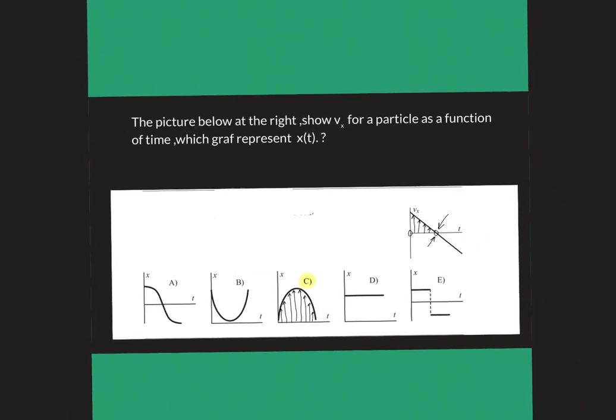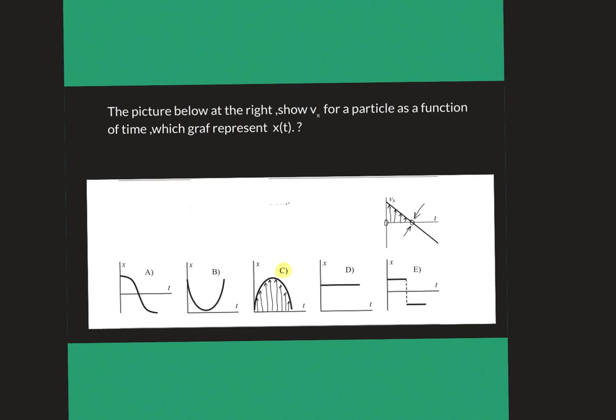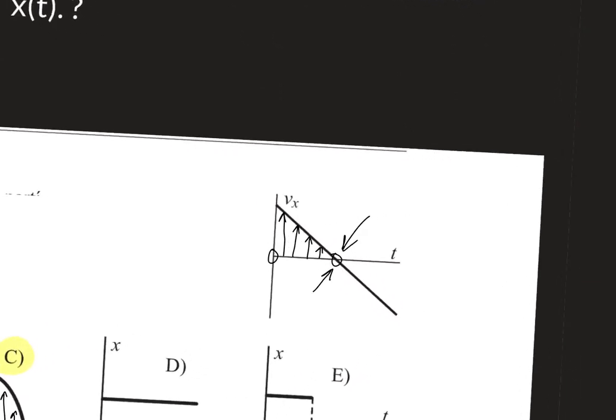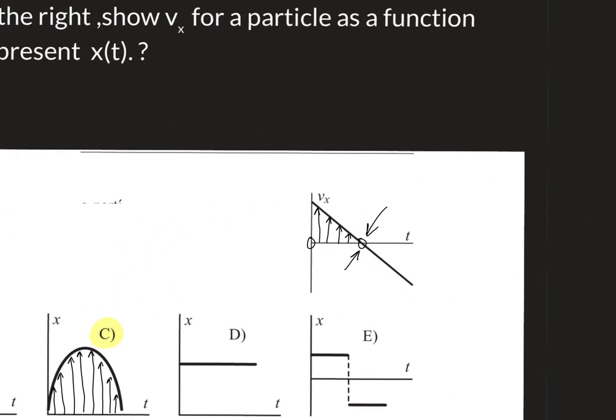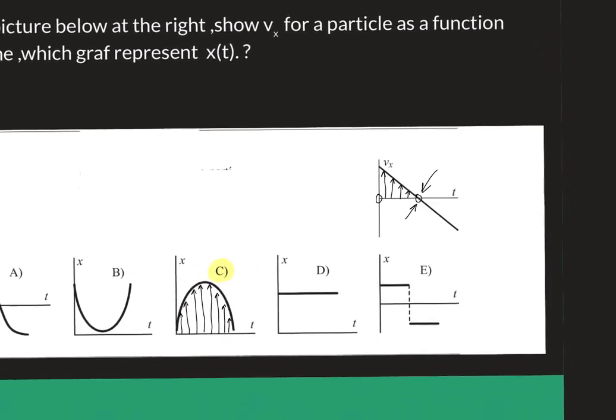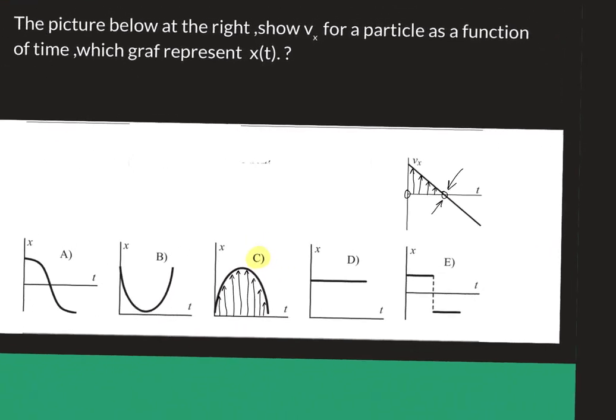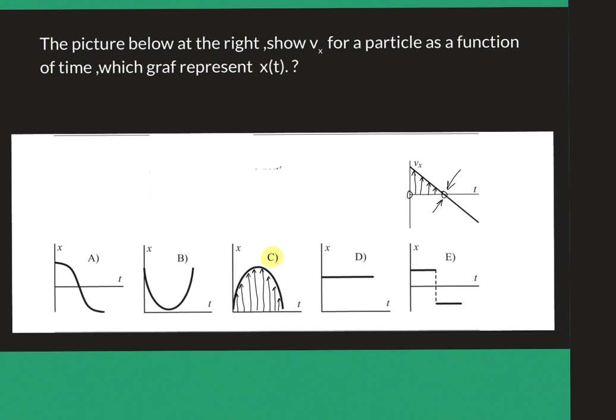So we have here the next question. It says the picture below at the right shows the velocity of a particle as a function of time. Which graph represents x of t? So we are given this equation, and we're trying to find the graph that represents x of t for our given graph.